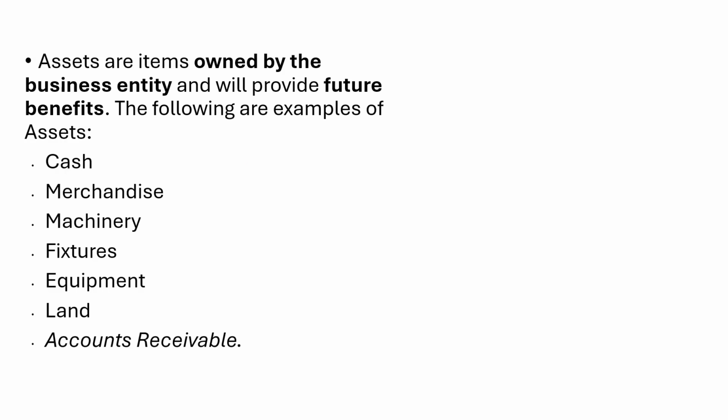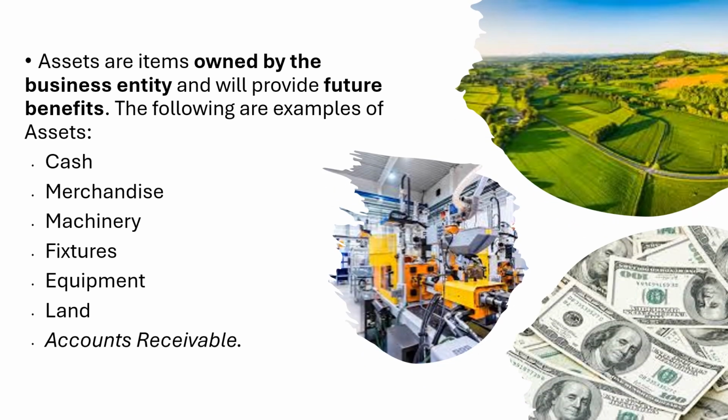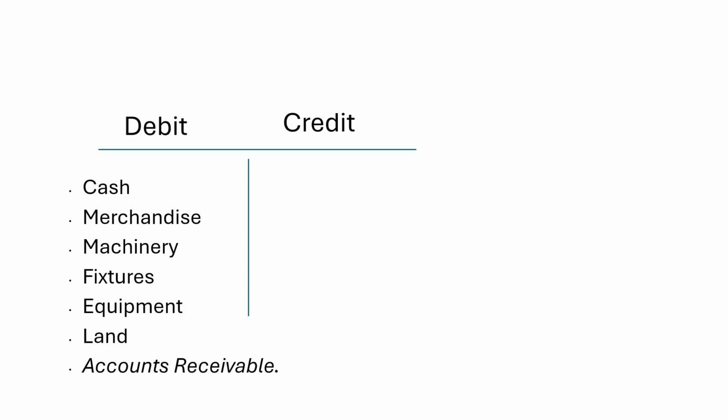Now before that, let's brush up our memory regarding what are assets, liabilities and owner's equity. Assets are items owned by the business entity that will provide future benefits. The following are examples of assets. It might be cash, merchandise, machinery, fixtures, equipment, land, and even accounts receivable. So let's take the examples of these assets.